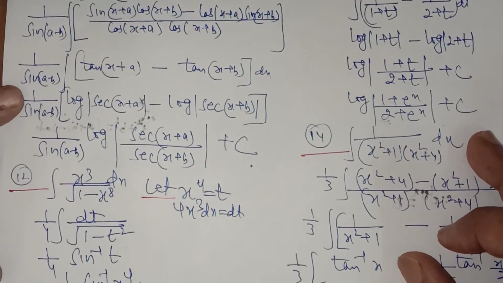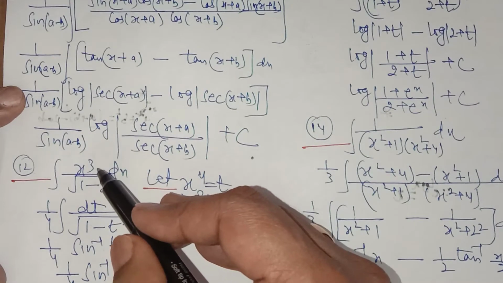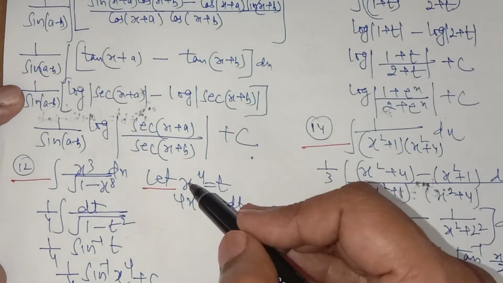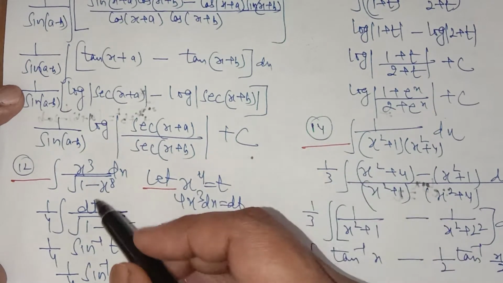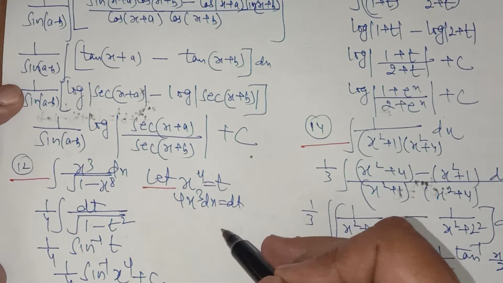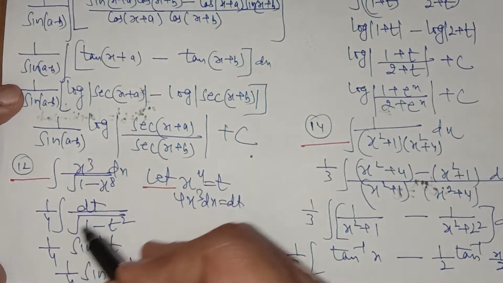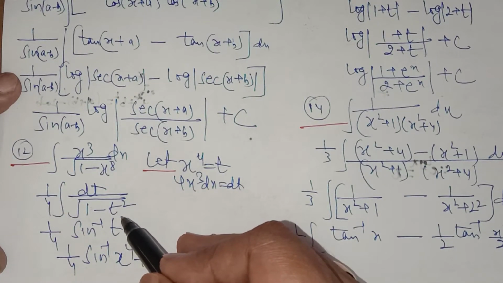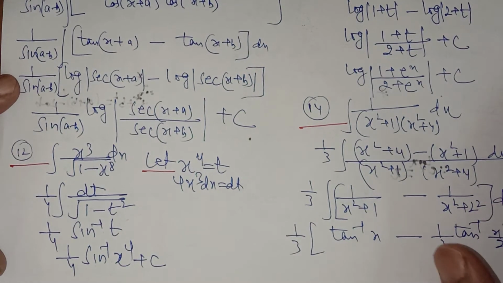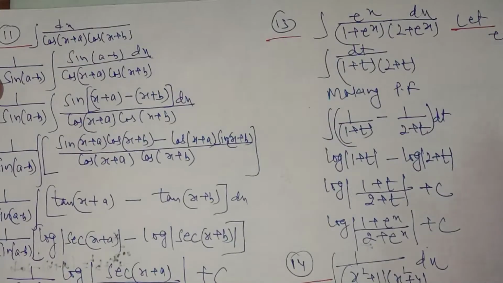Question number 12 is a somewhat easy question. In the numerator we have x cube, so you can let x to the power 4 equal to t. So dt upon dx will be equal to 4x cube, so dt = 4x cube dx. Replace this dx by dt upon 4x cube. This x cube will be cancelled out. Then 1 upon 4 dt upon under root 1 minus t square, which is sine inverse t, and replace the value of t, which is x to the power 4. So this is a somewhat easy question.